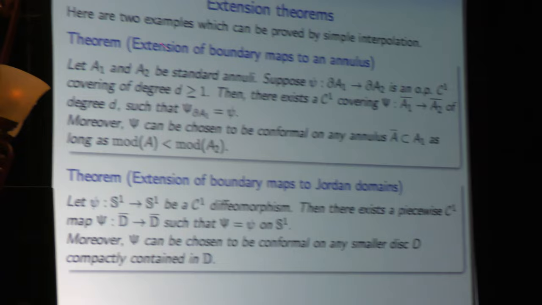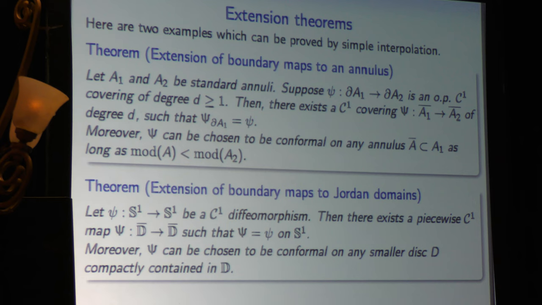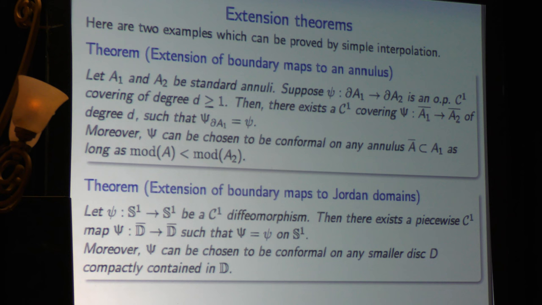So if you have standard annuli and you have boundary maps, from the outer boundary to the outer boundary and from the inner boundary to the inner boundary, and let's suppose they are C1, you can prove as an exercise that this can be interpolated to a quasi-conformal map from the annulus bounded by the first two to the annulus bounded by the second two. This we used in one of the constructions.